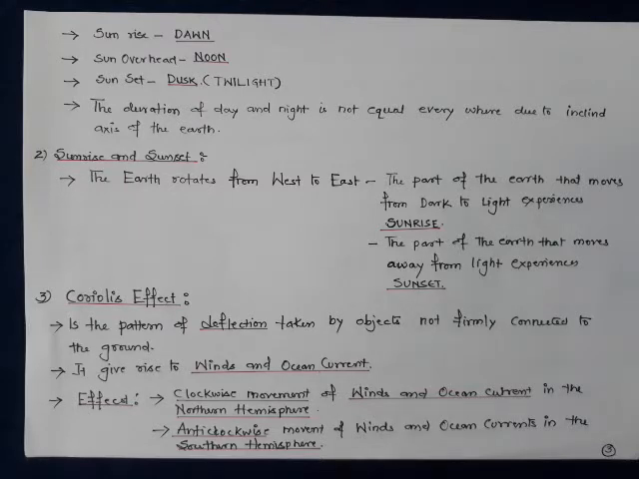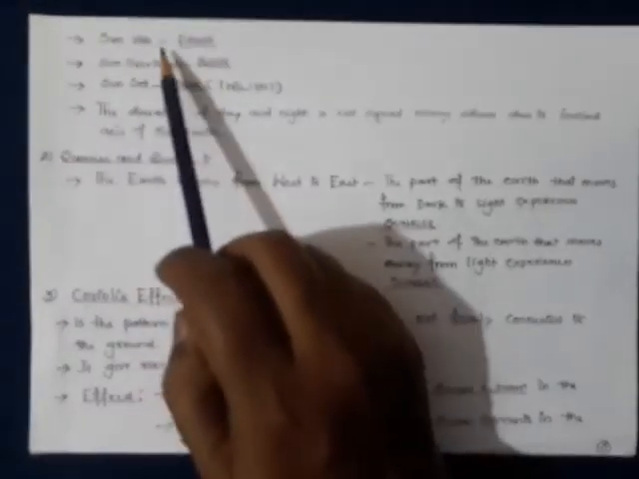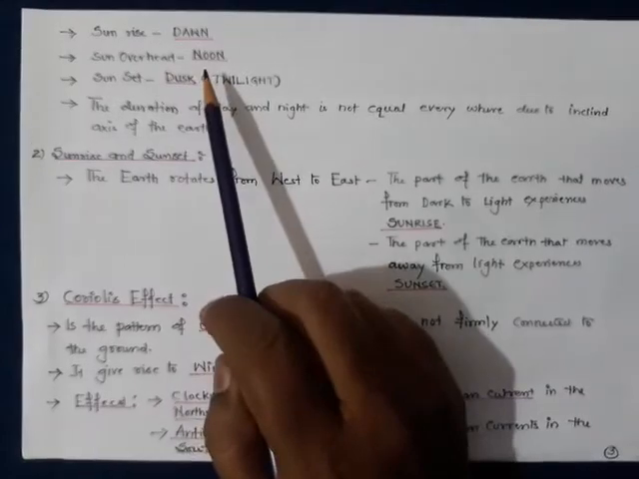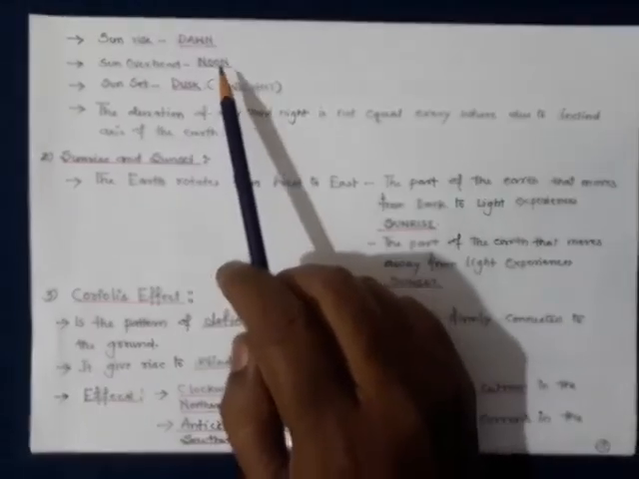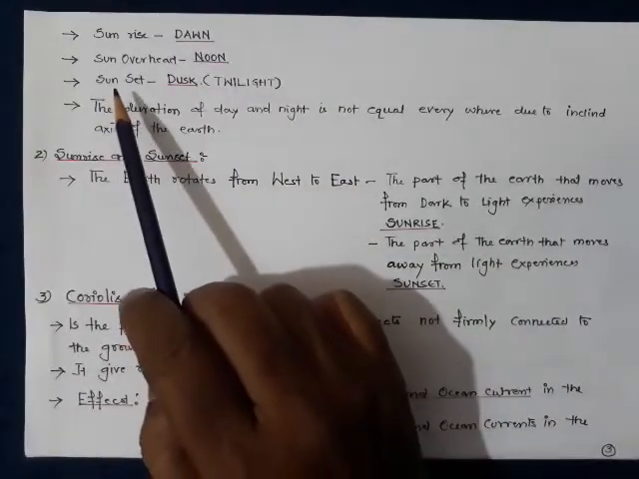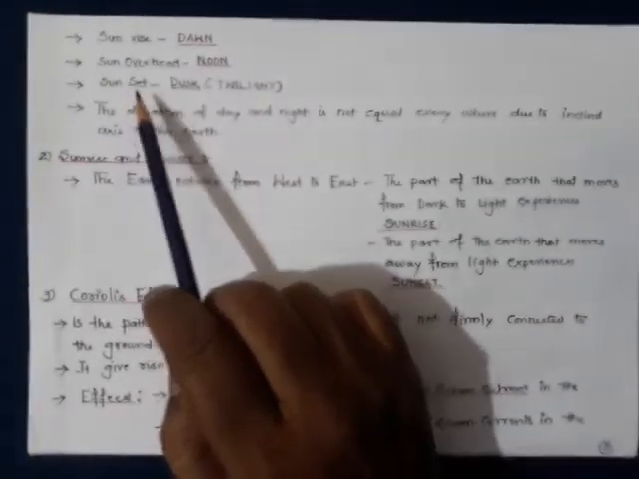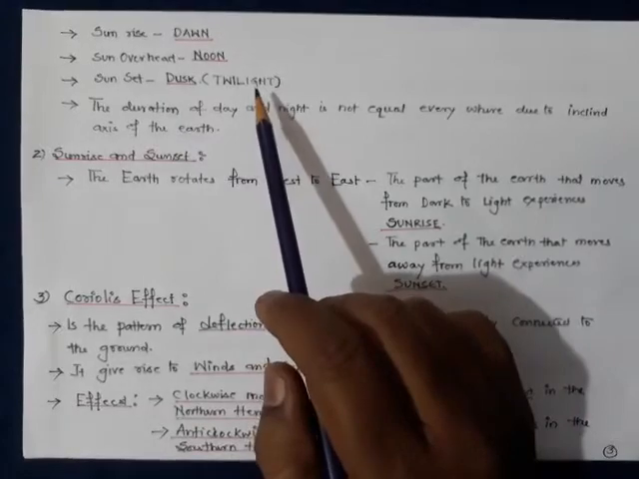With regards to day and night, the sunrise is known as the dawn. When the sun is exactly overhead, it is known as noon. And the time when the sun sets is known as the dusk, or it is also known as twilight.